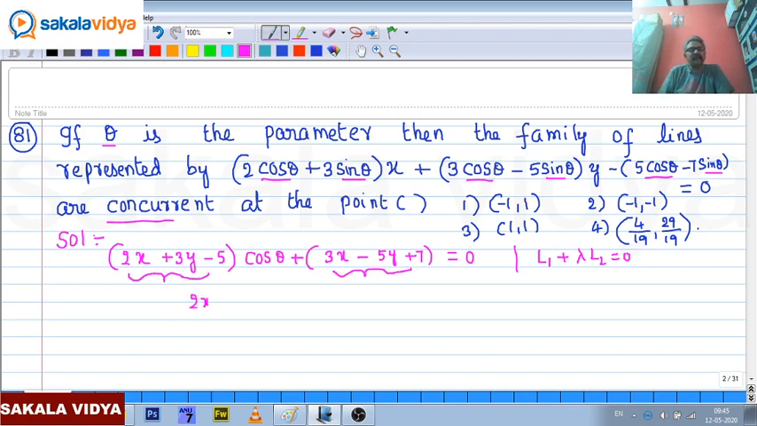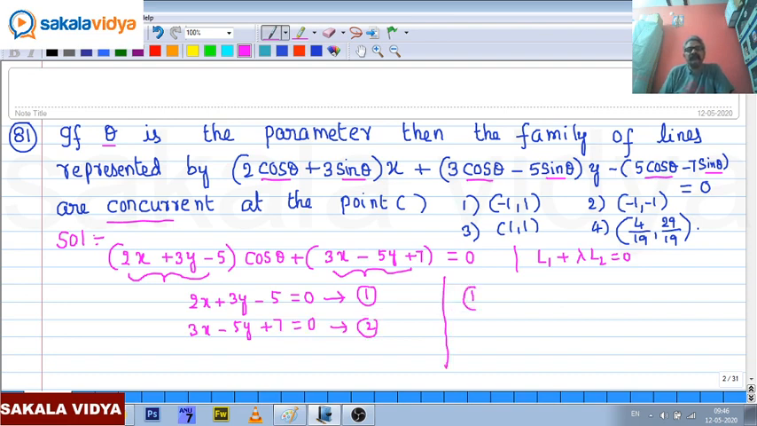That means 2x plus 3y minus 5 equals to 0, equation 1. Second one is 3x minus 5y plus 7 is equal to 0. This is 2. You can verify the options.